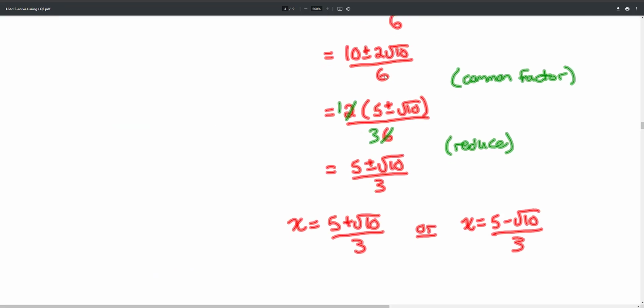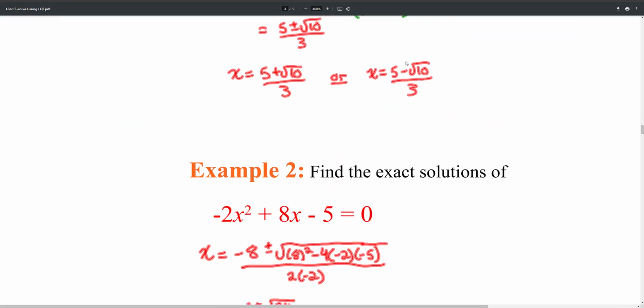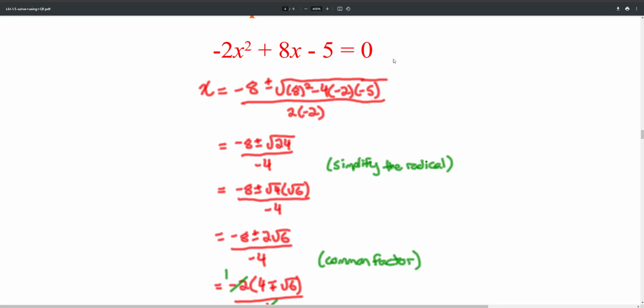Full solution, I'm just going to show you the next solution, and I'll explain it. In this example, we have an a value of -2, a b value of 8, and a c value of -5. So we're doing the same thing. Negative b, so -8, plus or minus b squared, which is 8 squared, minus 4 times a times c.